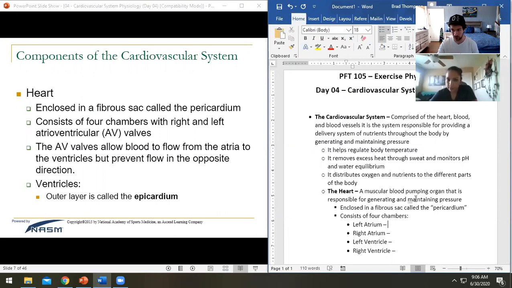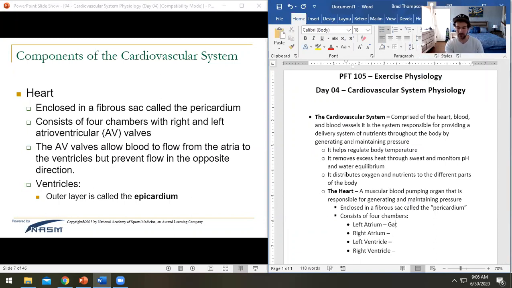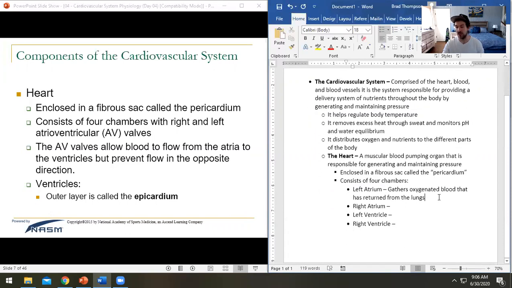Your left atrium is going to gather oxygenated blood that has returned from the lungs, and it will then drop all of that oxygenated blood into your left ventricle, which will push oxygenated blood out of the heart. Actually, I guess it doesn't technically deliver it. We should say it pushes oxygenated blood out of the heart so that it can be delivered throughout the body, right? So that's your systemic circuit. You've got your left atrium, which gathers oxygenated blood, and your left ventricle, which pushes oxygenated blood out throughout the rest of the body, okay?